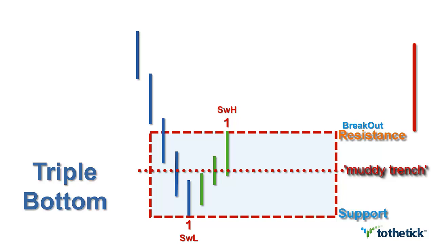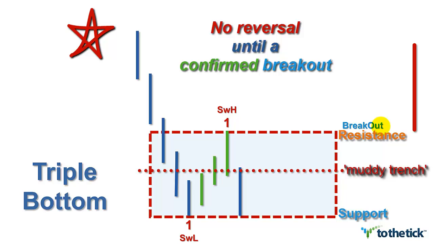Right? So let's go ahead and advance and see what's happening with our points, and realize also that our rectangle here has not only given us a muddy trench, it's outlined a swing high and swing low where we can use for targeting, but it's also told us this is the line in the sand that we need to get the breakout. We do not get a confirmation of a triple bottom reversal until there is a breakout that holds.